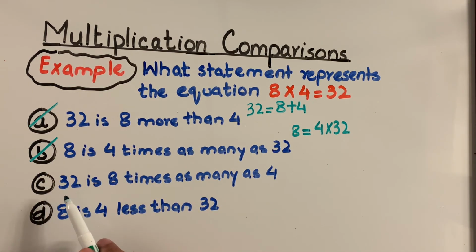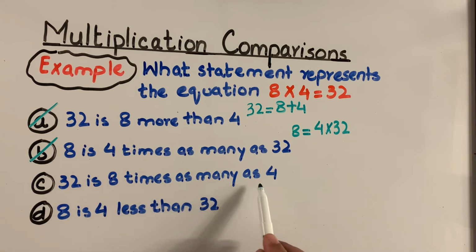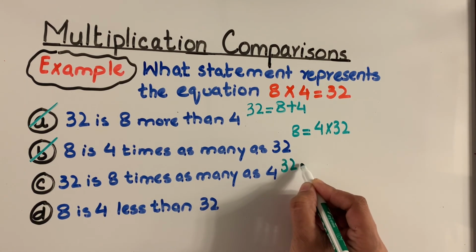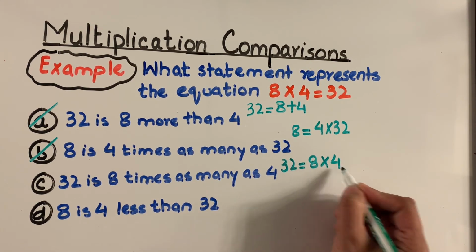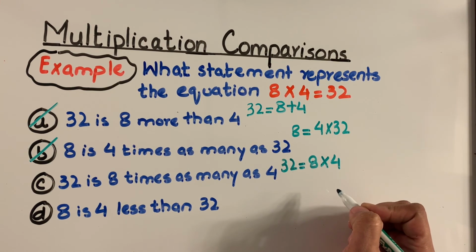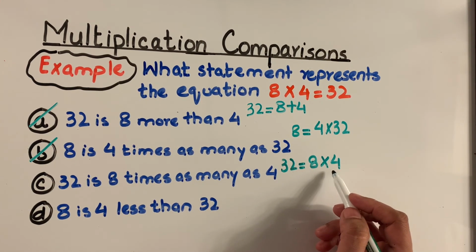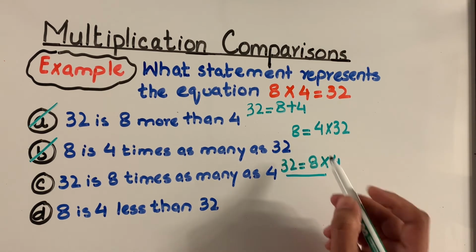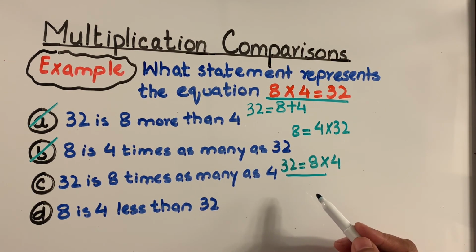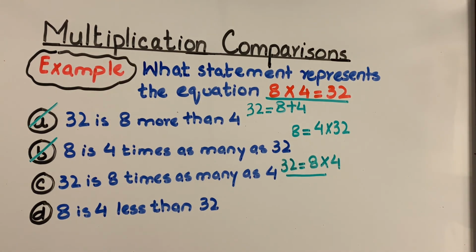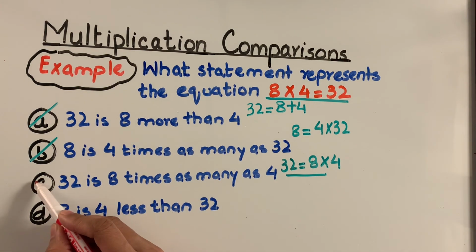Let's move to option C. 32 is 8 times as many as 4. Well, this is interesting. 32 equals 8 times 4. The only difference between this and the original equation is that we have swapped the sides of the equality, which is completely okay. So this option seems correct. Let me highlight this option, option C.